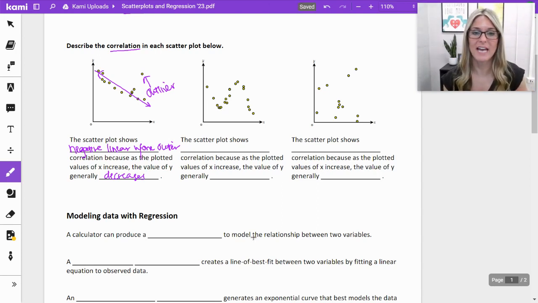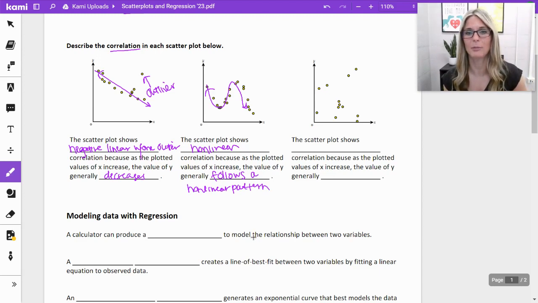In the middle one, the scatter plot shows blank correlation. Look at that one. So you can see that has a very nonlinear correlation. That's exactly what goes here. Nonlinear correlation, because as the plotted values of x increase, the value of y generally follows a nonlinear pattern. Again, drop-down box on Delta Math. Follows a nonlinear pattern.